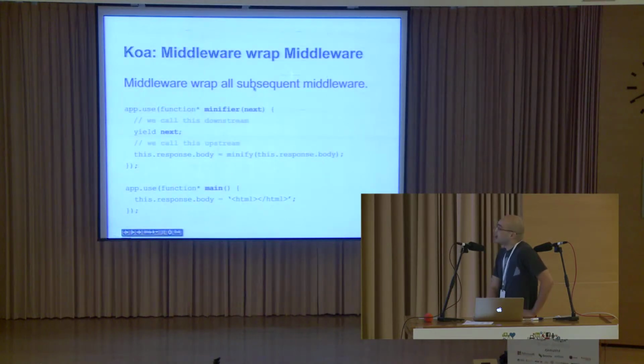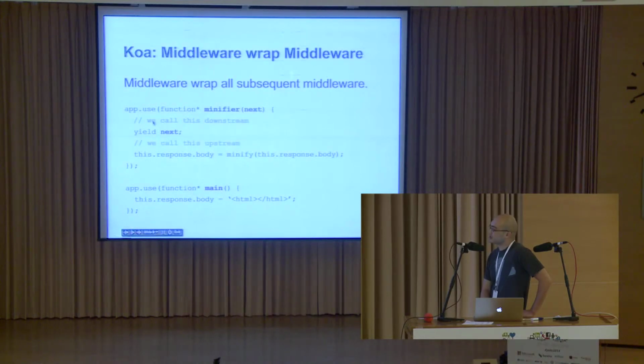So here, this is how a Koa middleware looks like. Each middleware is a generator function, and we have a next. There's no request and response parameters like Express because everything's attached to this, which you might get confused because not everyone in JavaScript knows what the context variable is. So what happens is that this middleware wraps around this middleware. So every middleware wraps around all subsequent middleware.